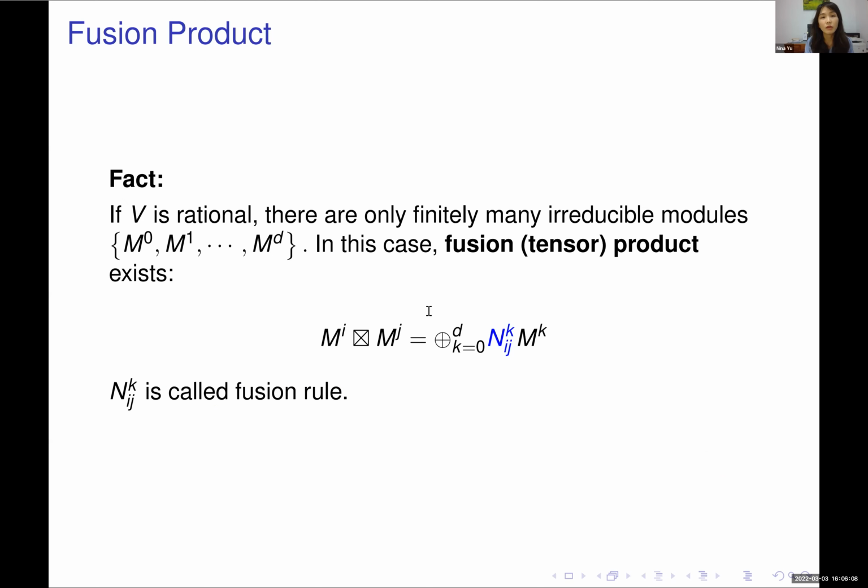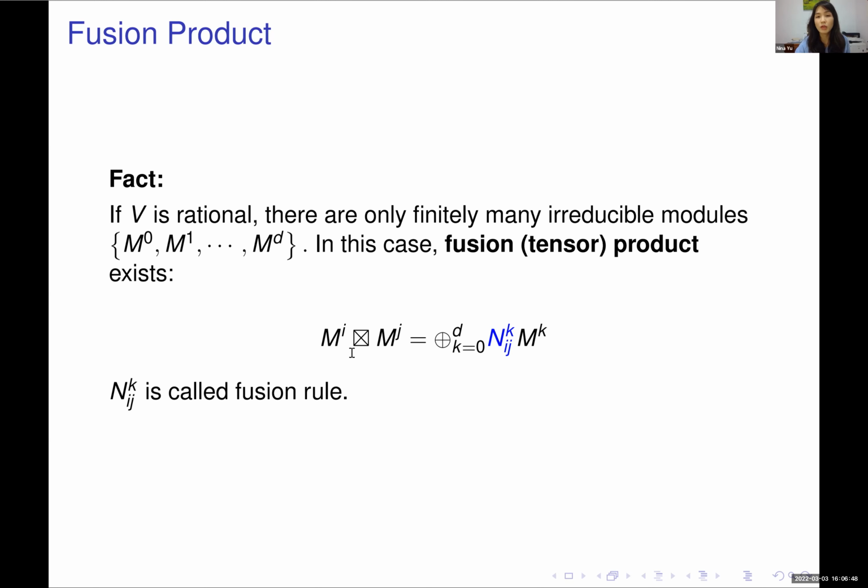And now let's look at the fusion products for V-modules. It's well known that if V is rational, then there are only finitely many irreducible modules. If we denote them by M^0, M^1 to M^d, then the fusion product exists. This can also be called the tensor product. This can be written as a direct sum of the irreducible modules here. And here, this number N_{ij}^k represents the multiplicity of the irreducible module M^k in the tensor product of M^i with M^j. And those numbers N_{ij}^k are called fusion rules.